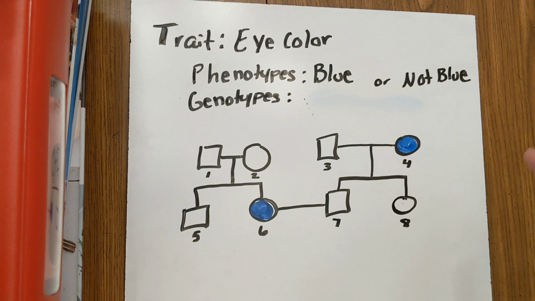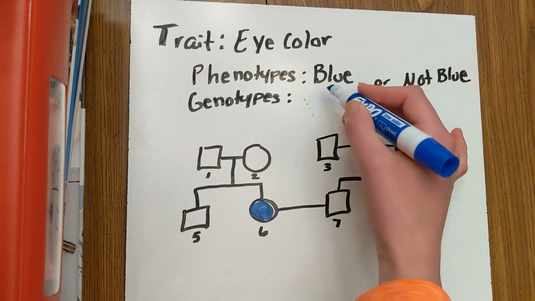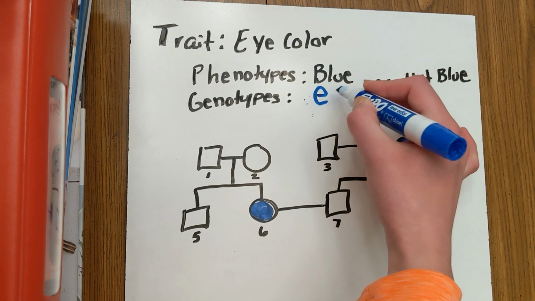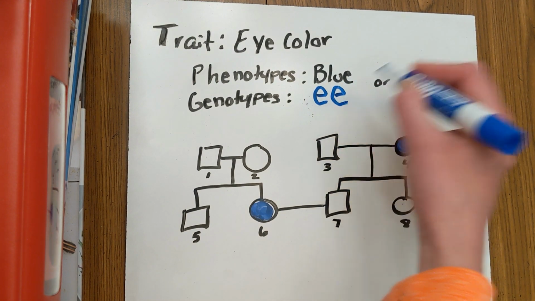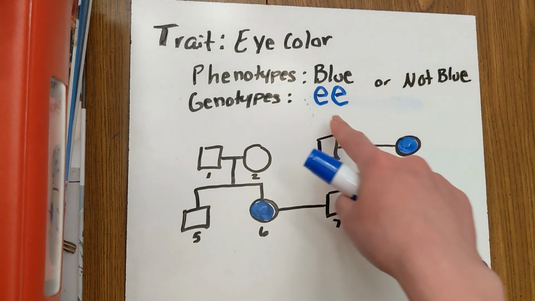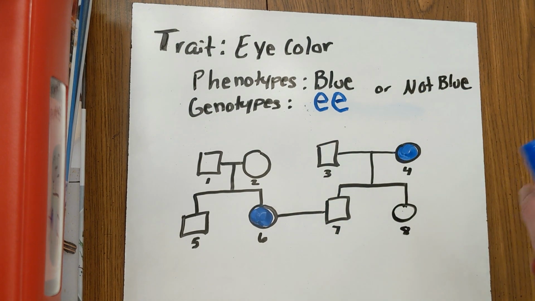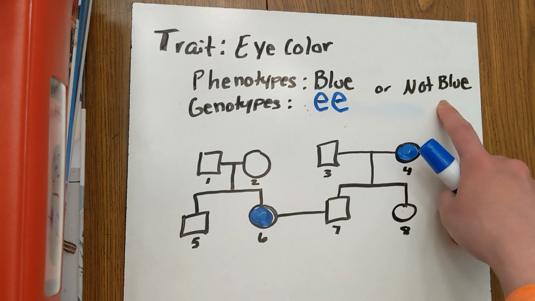So obviously the genetics of eye color is a little bit tough, but it is true that the only way you can have blue eyes is if both parents pass down a recessive allele. We're going to use the letter E for eye color. So in order to have blue eyes, both parents have to give the recessive gene, or in this case, little e, little e. Both mom and dad had to pass down a little e. If not, you ended up with not blue eyes.